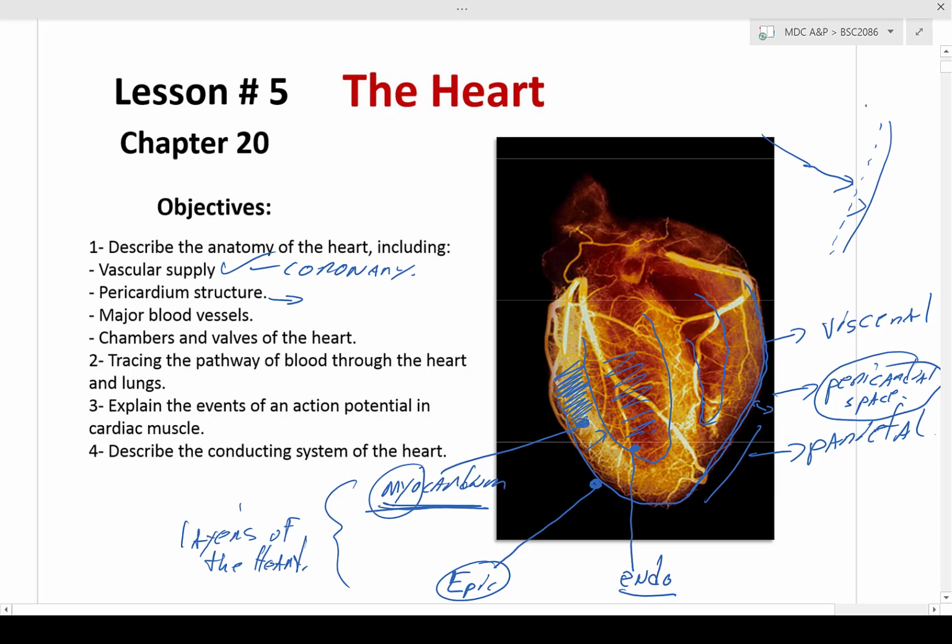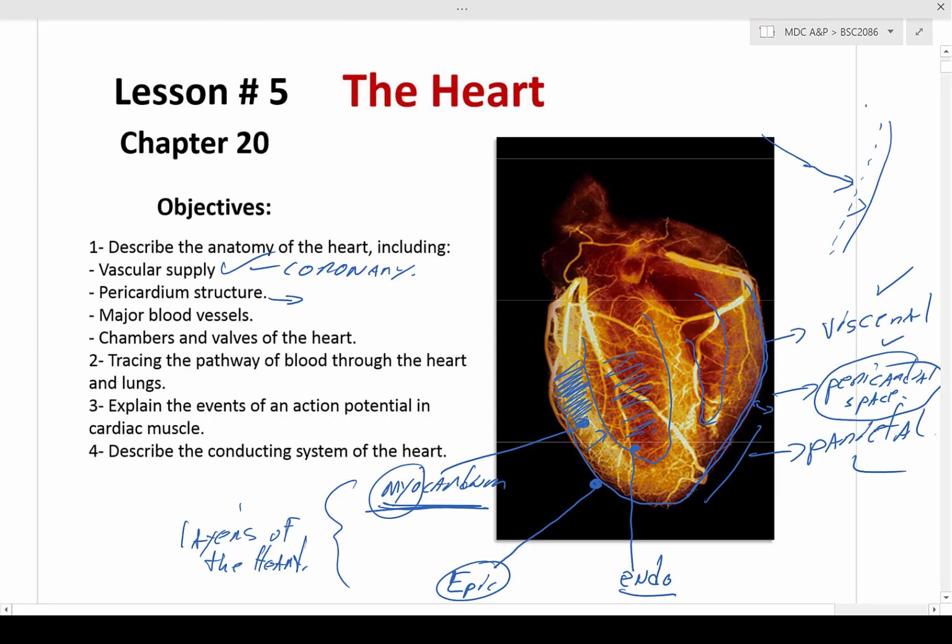So far, so good? Okay. Now, on top of those layers, you have your pericardial structures, which are what? The visceral, the pericardial space, and the parietal layer. That's going all the way from the inside to the outside. Can you guys see it? I need your feedback. If not, I would have moved forward. All right.